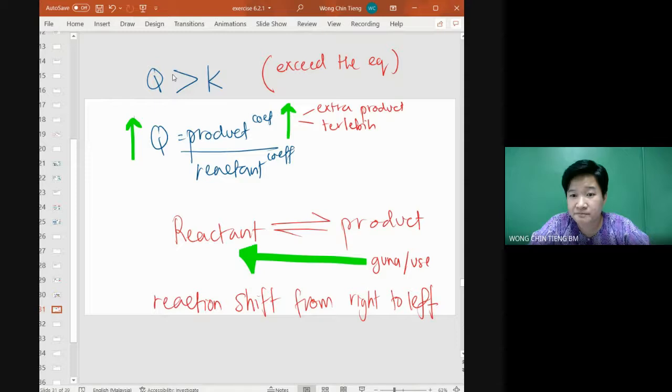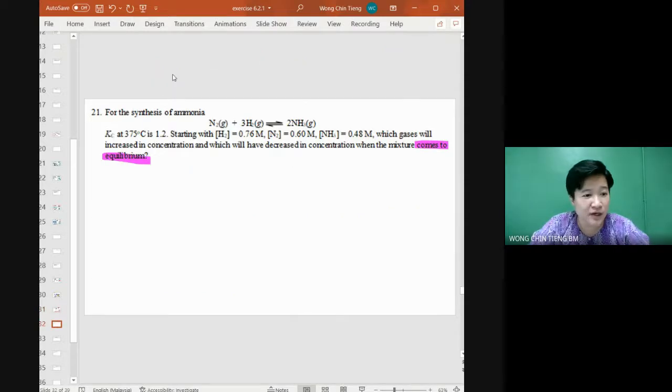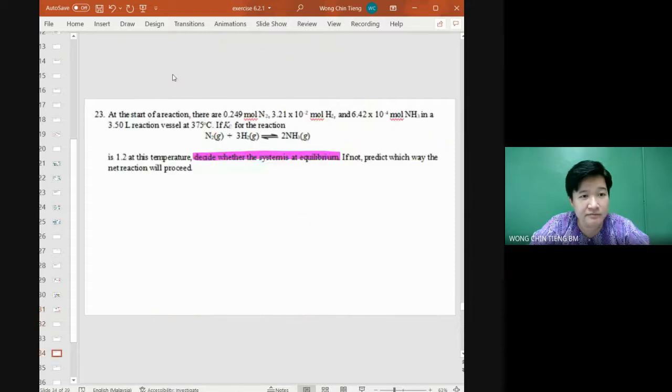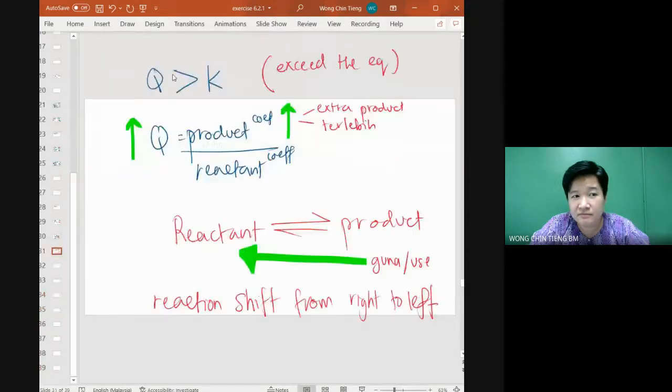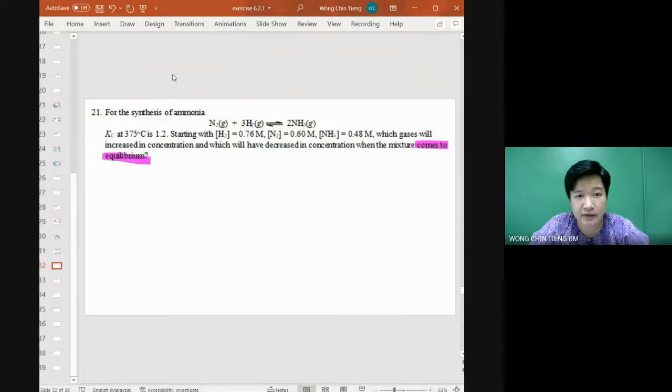Okay, question? Alright. So, ada soalan yang tak boleh buat? 4 soalan ni ada yang tak boleh buat? Ada soalan yang tak boleh buat?